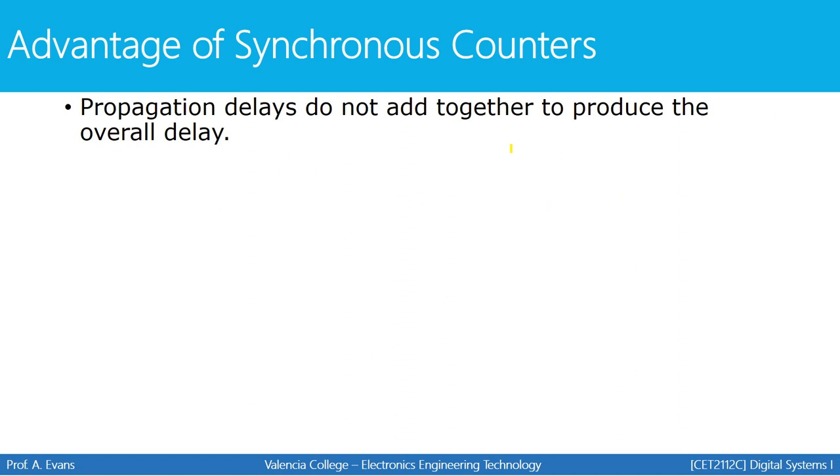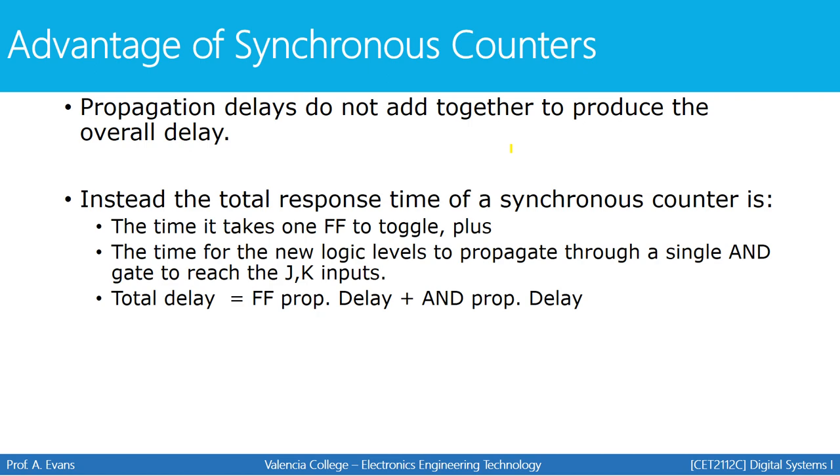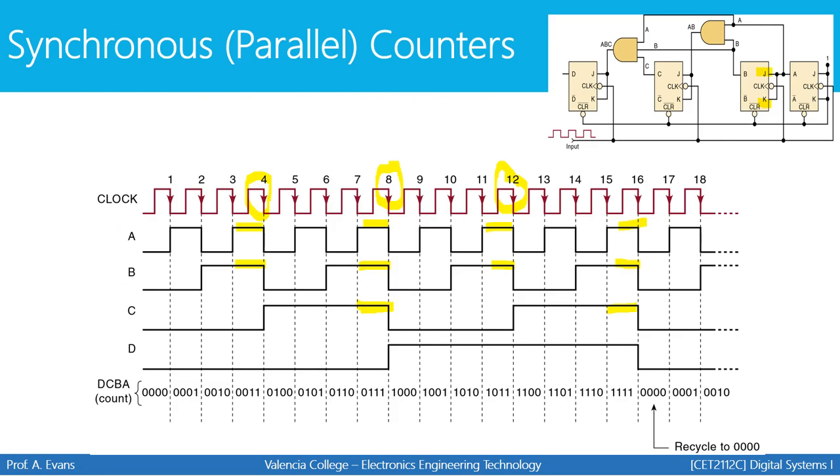So some of the advantages of synchronous counters is that the propagation delays do not add together to produce the overall delay. Instead, the total response time of a synchronous counter is the time it takes one flip-flop to toggle, plus the time for the new logic levels to propagate through a single AND gate. So your total delay is really the delay of one flip-flop plus one AND gate, even if you had 100 flip-flops in this design. Because of the fact that all the flip-flops change their outputs at the exact same time. So you have the same delay for all four flip-flops occurring at the same moment in time.